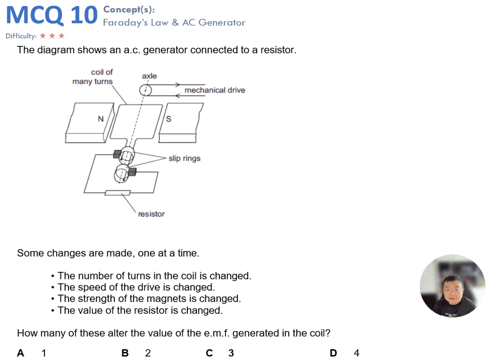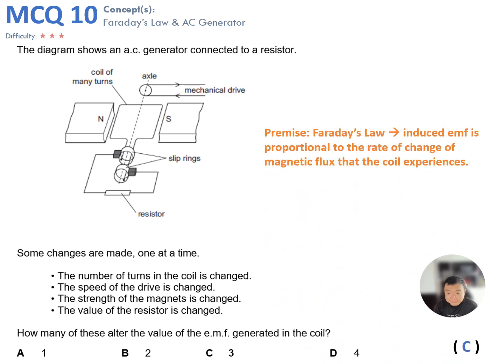This is a question on Faraday's law and AC generator. We also need to know a bit of Ohm's law for us to analyze the last option about the resistor. So the answer to this question is C. There are three changes here that will affect the value of the EMF.